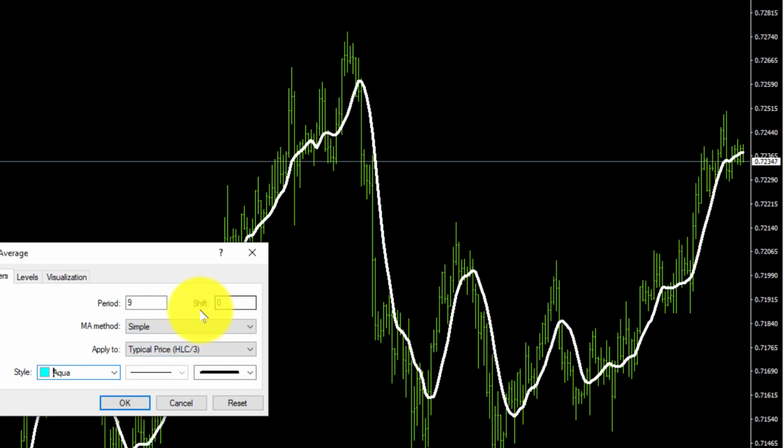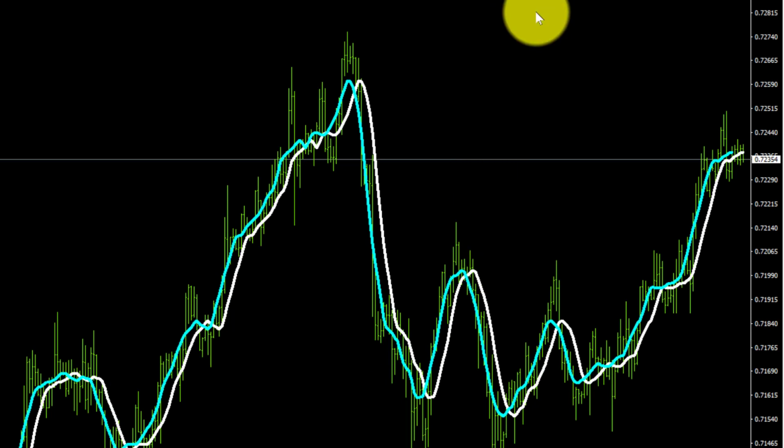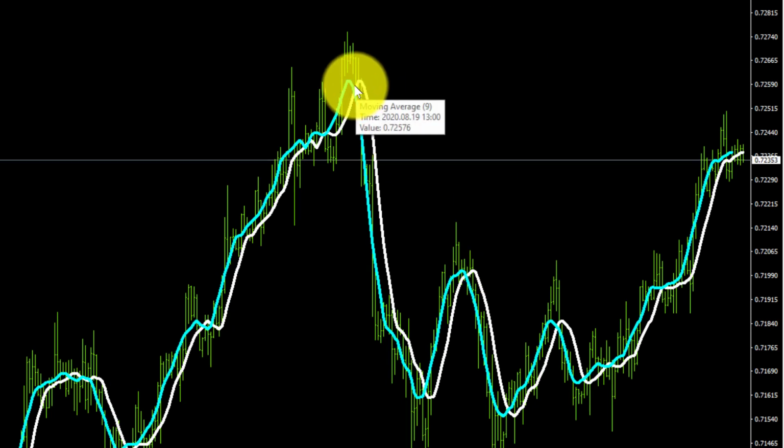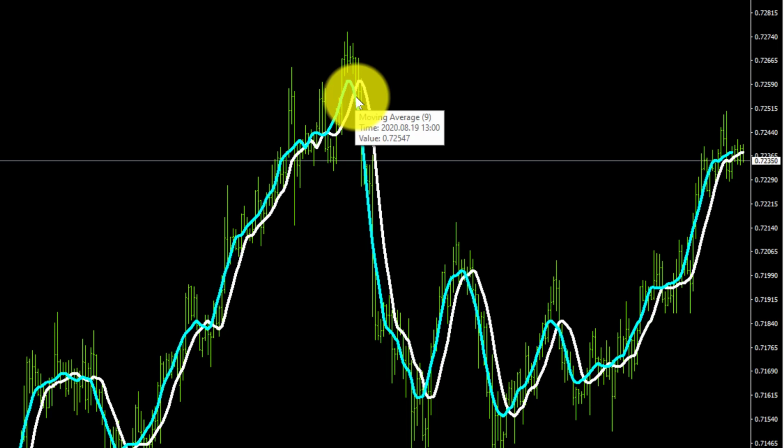And what I'm going to do is keep it as 9, but I'm going to make the shift -4. Let's just see what that looks like. I don't know what it's going to look like. And there we go. All right, so what we have done now is, can you see the turn used to be on this side of the white line? Now the crossover of the two moving averages is on the other side of the line. So that is in fact the sell signal, not over there. We've moved it forward.